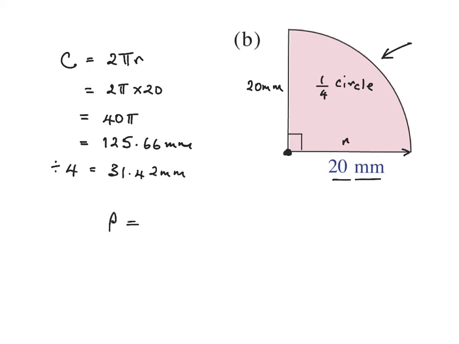And then the perimeter is, well, it's 2 lots of 20. That's this and this, plus 31.42. That gives us 71.42 millimeters.